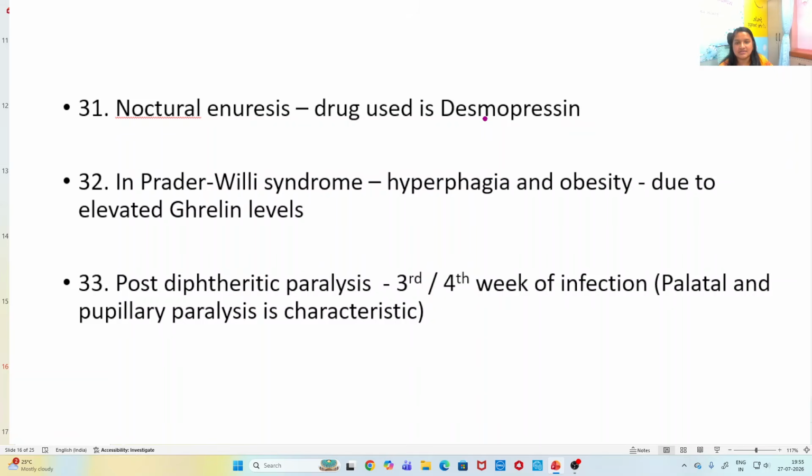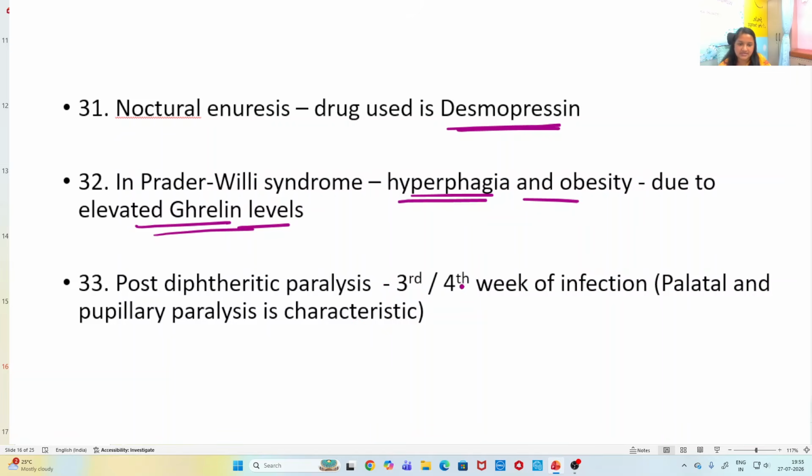Nocturnal enuresis, the drug of choice is desmopressin. Okay, desmopressin and imipramine, but the most appropriate answer will be desmopressin. Prader-Willi syndrome, there is increased food intake or increased hunger, hyperphagia and obesity because of elevated ghrelin levels.